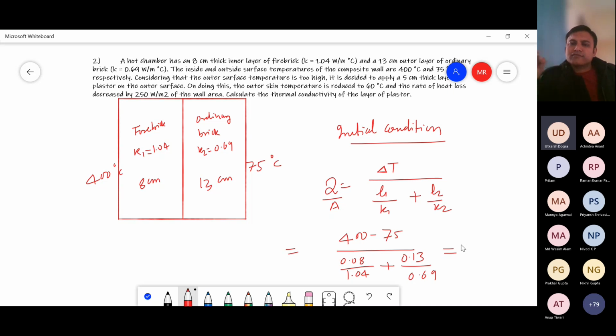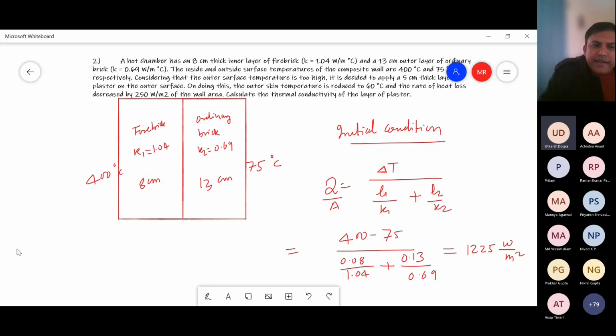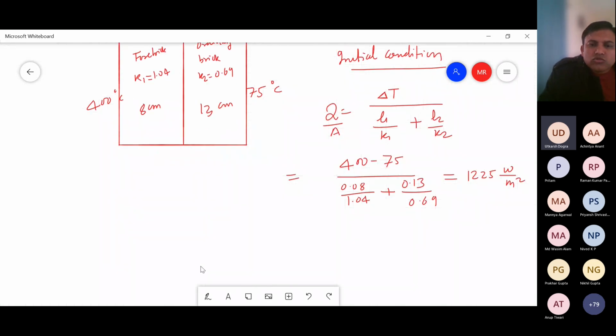What is the value you are getting from this? Calculate. Sir, approximately 1224.894. So approximately we get 1225 watt per meter square. Yes. Okay, this is what we are getting. So this is the initial condition.